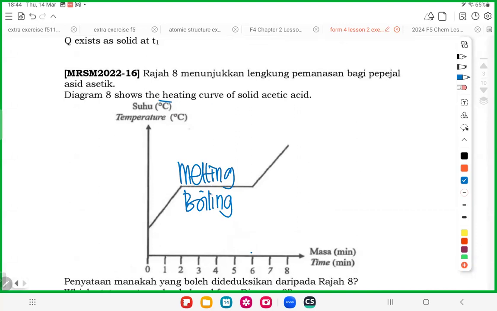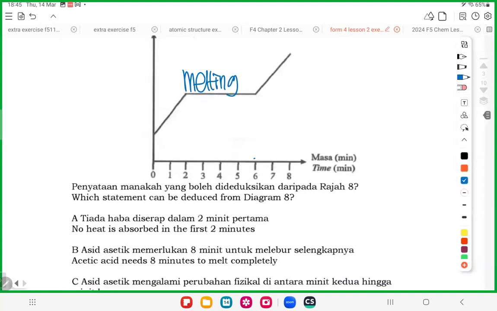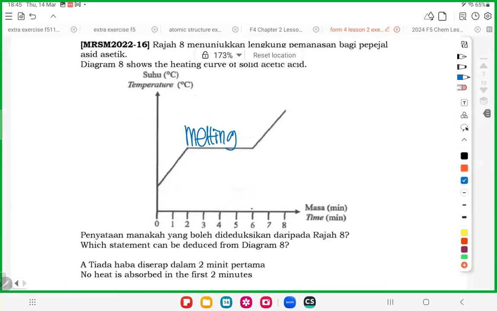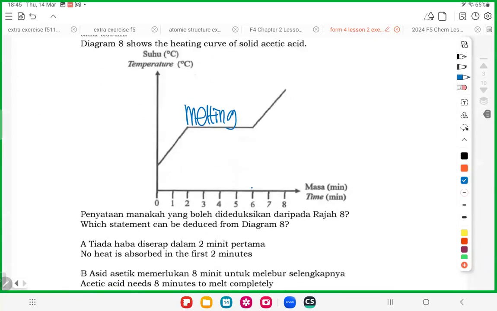They say heating curve for solid acetic acid. So you started with a solid, so it should be melting. Correct. When you are given a solid and you heat it, it should be a melting process. So we know this is melting. So which statement can be deduced from this particular diagram? What can we get from the diagram?